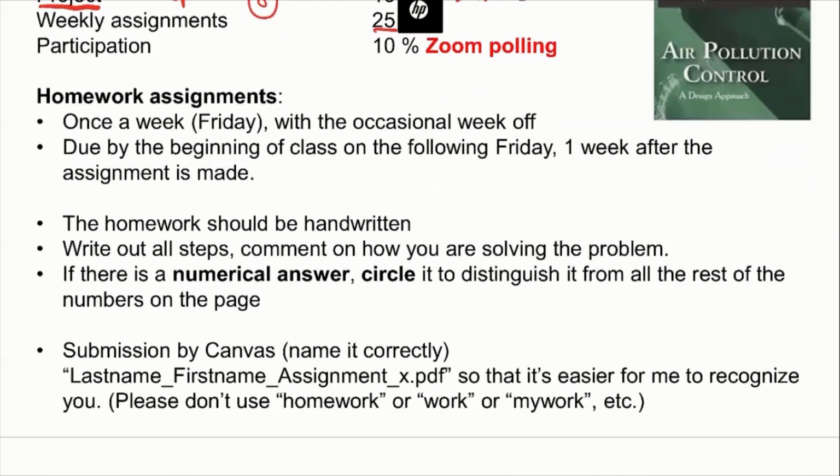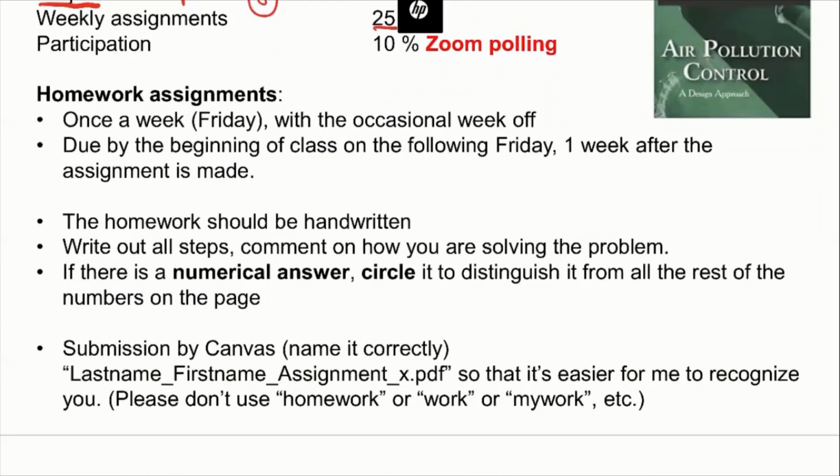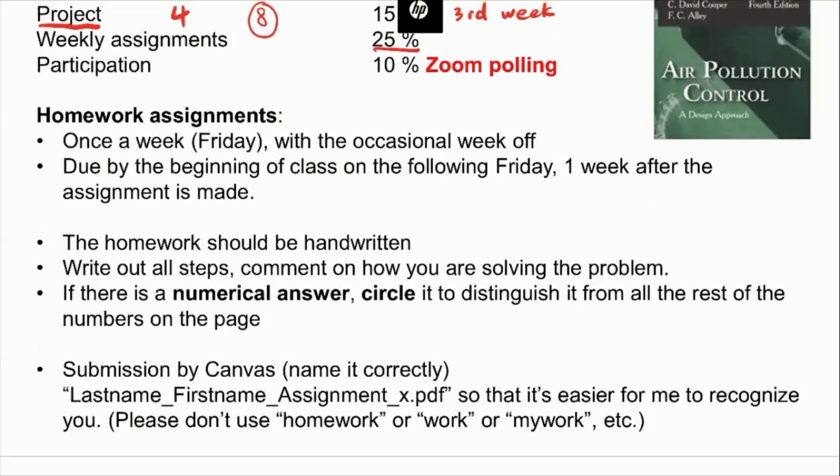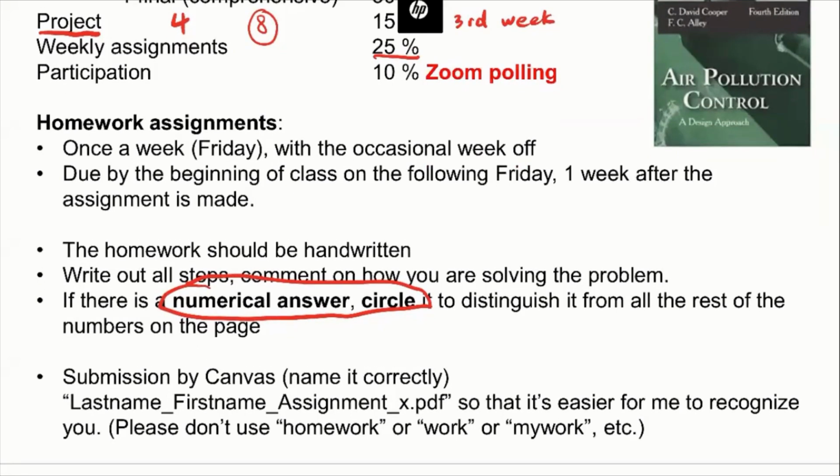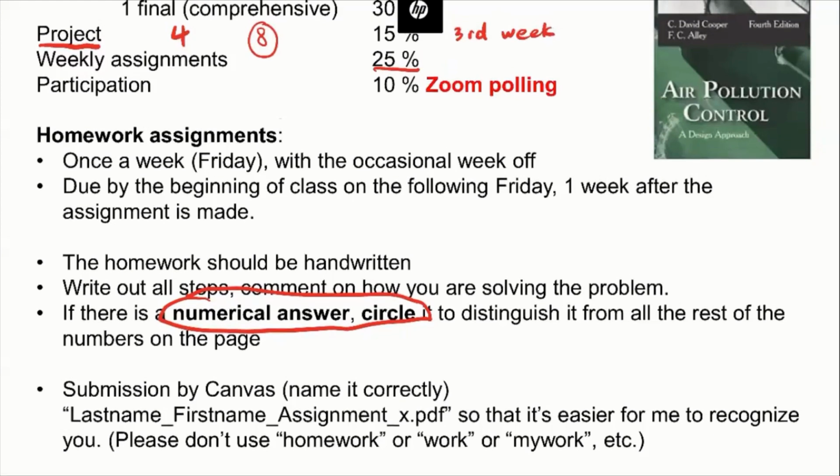In terms of the requirements, the homework should be handwritten. You need to write out all the steps, and also comment on how you solve the problem. If there is a numerical answer, try to circle it, so it's easier for me to identify the answers. Unfortunately, we don't have a TA for this class, so basically, I'll be grading all your homeworks. If you can do this, that'll be very helpful, okay?